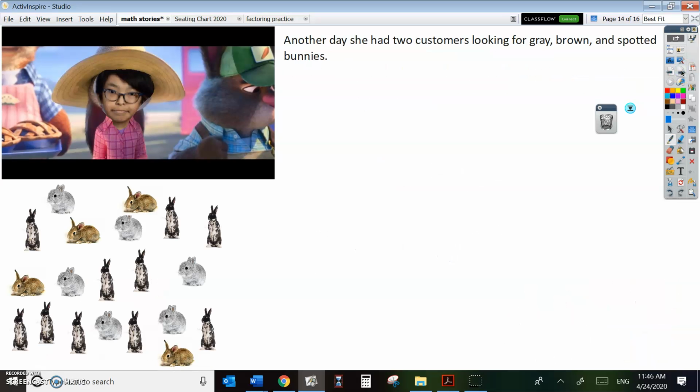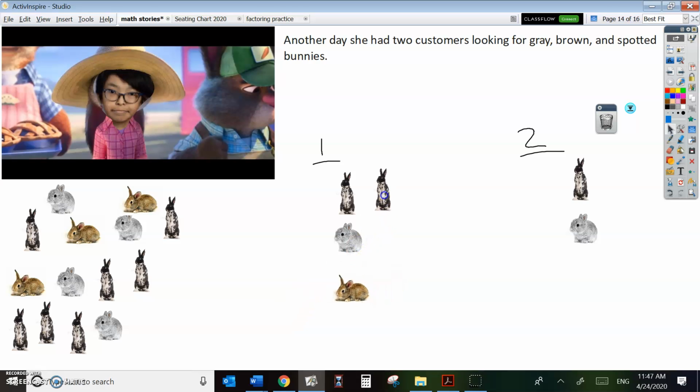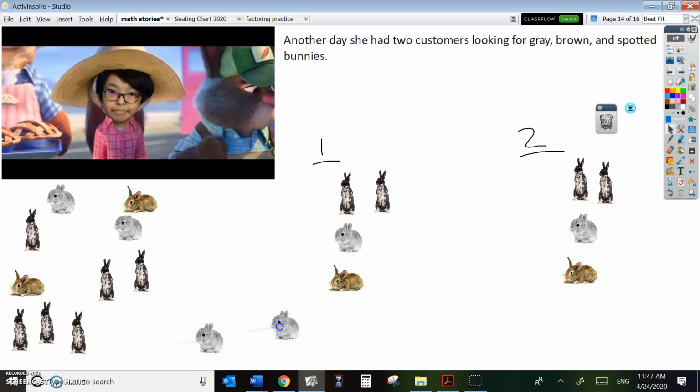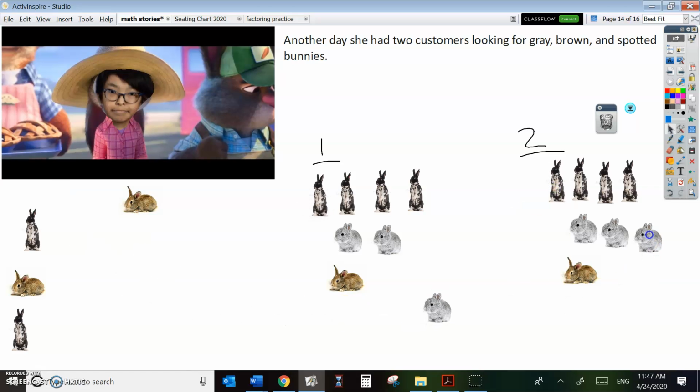Another day she had 2 customers looking for gray, brown, and spotted bunnies. So the first customer is here, and the second one's here, and she started bringing bunnies to them. She wanted to divide them equally, so she was careful.